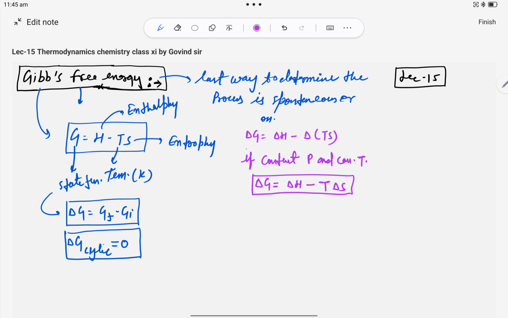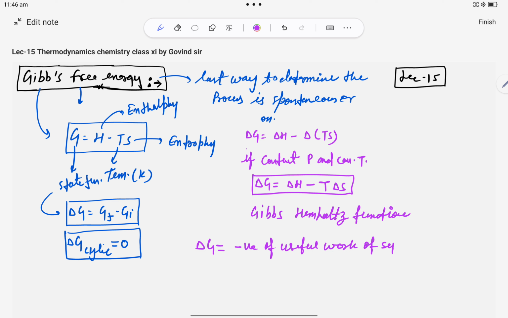This equation is called the Gibbs-Helmholtz function. So children, change in Gibbs free energy, delta G, is equal to minus of useful work of the system.